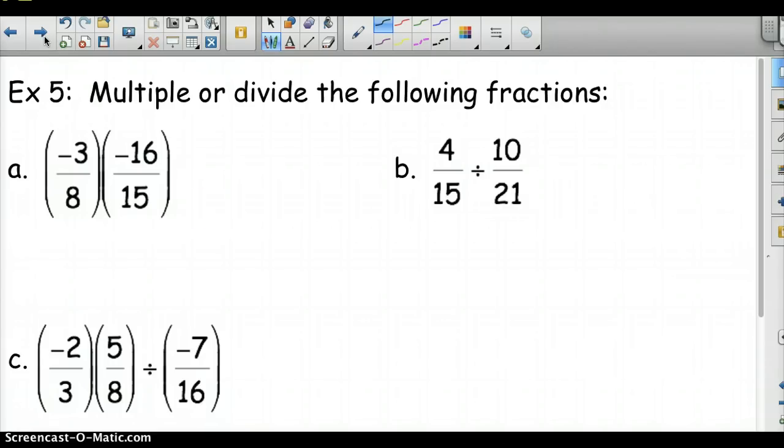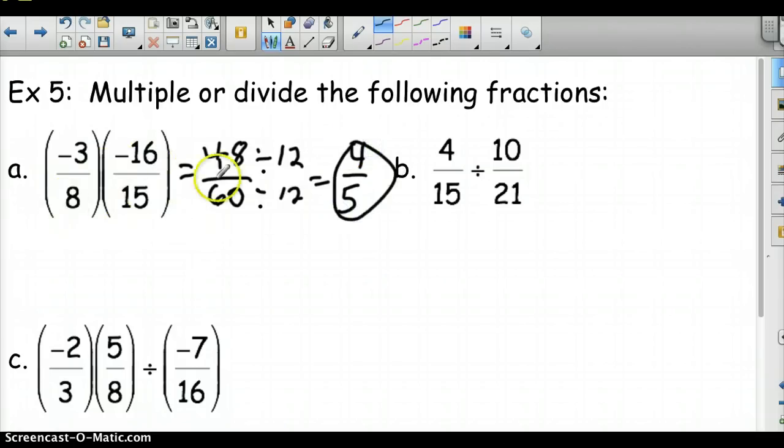Finally, we will multiply and divide fractions. Multiplying and dividing fractions is actually very easy because it does not require a common denominator. You just multiply across the top, multiply across the bottom, and reduce. Multiplying here, negative 3 times negative 16 is a negative times a negative, which is a positive. It's positive 48. 8 times 15 is positive 60. And if we divide by 6 on top and bottom to reduce, 12 will be the easiest. This reduces to 4/5.